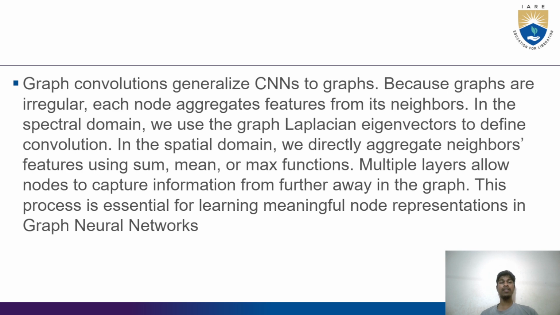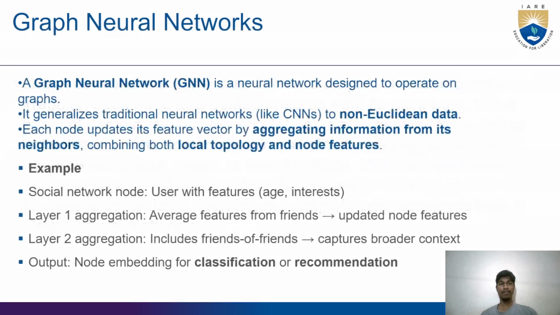Because graphs are irregular, each node aggregates features from its neighbors. In the spectral domain, we use graph Laplacian eigenvectors to define convolution. In the spatial domain, we directly aggregate neighbor features using sum, mean, or max functions. Multiple layers allow nodes to capture information from further away in the graph. This process is essential for learning meaningful node representations in graph neural networks.